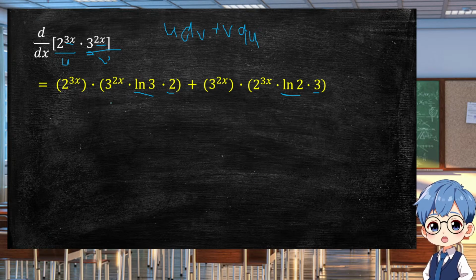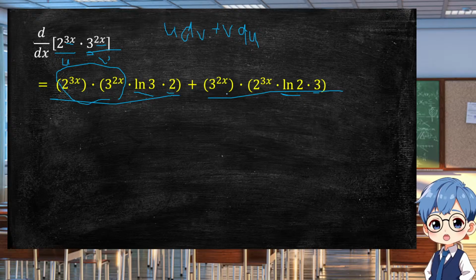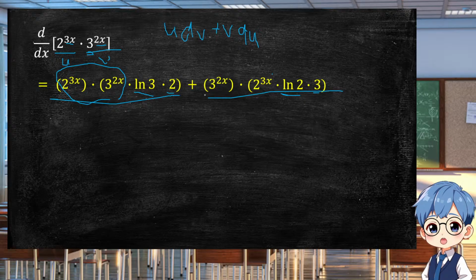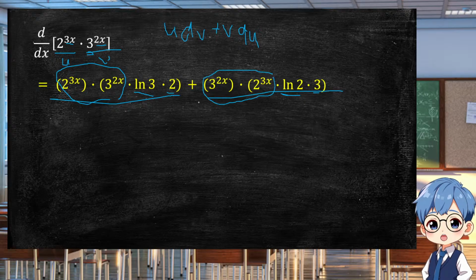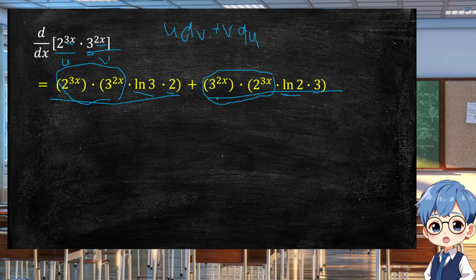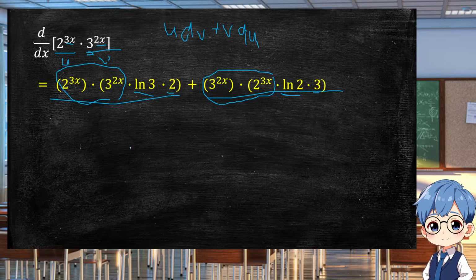Okay, so if you try to observe, we have a common factor here. Both terms, this term and this term, right? They have two terms. So they both have this 2 to the power of 3x times 3 to the power of 2x. And also this, it's just disarranged, right? They both have 2 to the power of 3x and 3 to the power of 2x. So this means that we can factor out 2 to the power of 3x times 3 to the power of 2x.